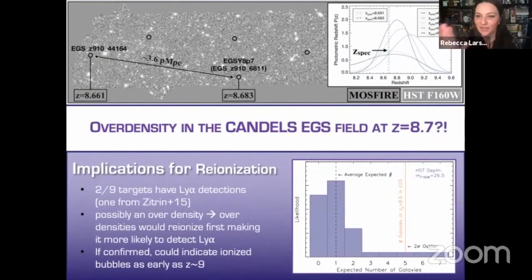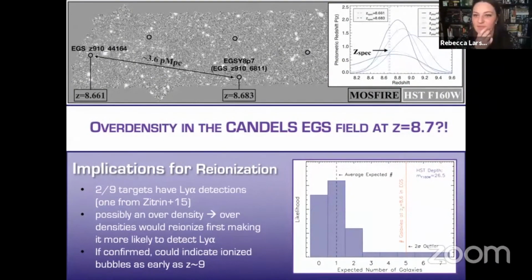Yeah, so here at the top right, we're showing the P of Zs for all 5 of these objects that are in our EGS field that are in our sample. And our spectroscopic redshifts, one for the Zitrin object at 8.683 and then ours at 8.661, both fall within around the 1 to 2 sigma significance of our P of Z. And so, yes, our photo Zs are consistent with these 2 spec Zs.